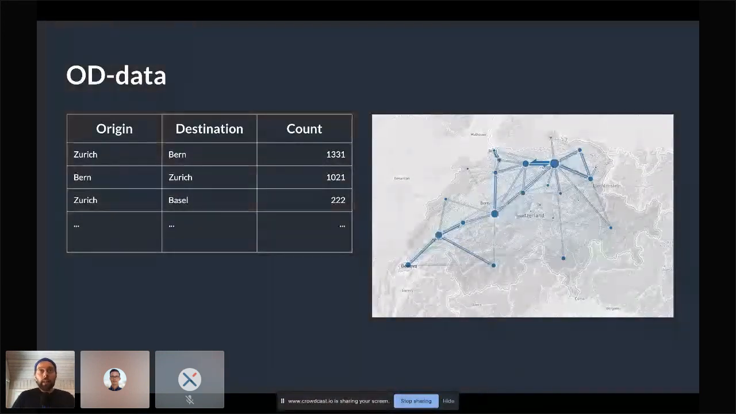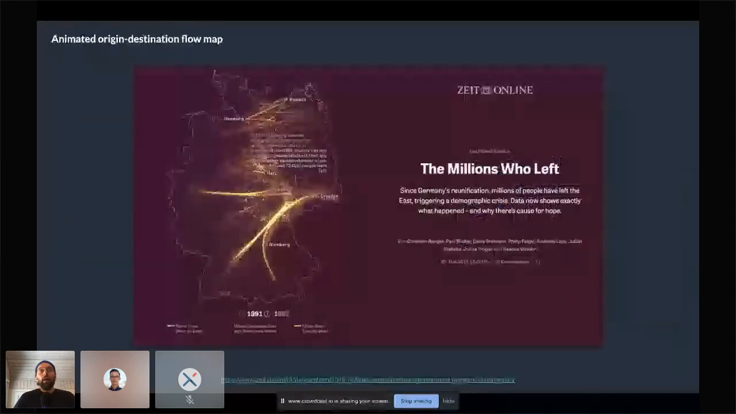And so OD data, origin destination data, can be represented in a simple table with 3 columns: origin, destination, and the count, the number of trips or the amount moved, whatever the data is about. And it doesn't have to look like this map with arrows. It can look very differently. Like this one is animated, and the number of particles moving shows the flow magnitudes. But here there is a clear origin and destination.